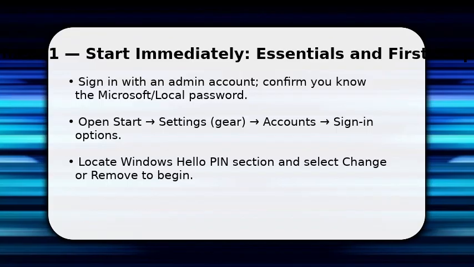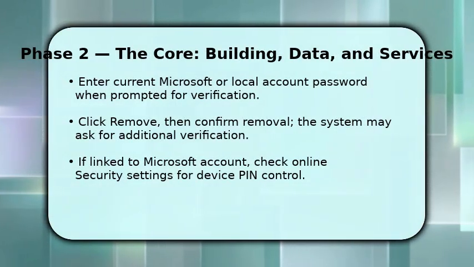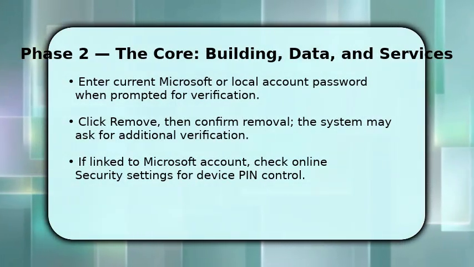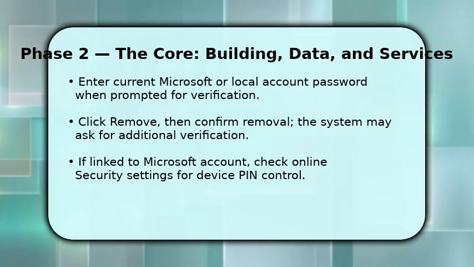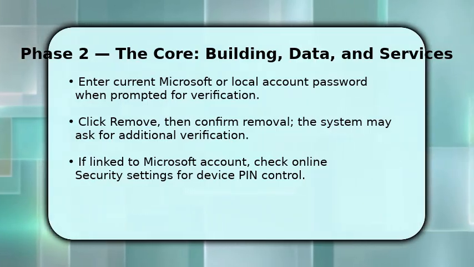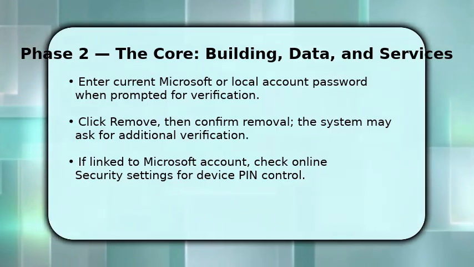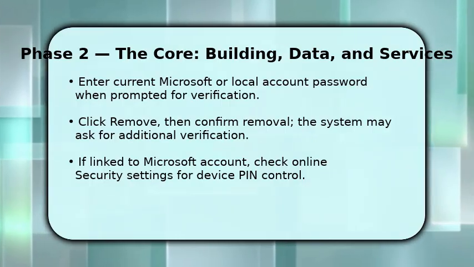Now you confirm identity. Type your account password when Windows asks. This authorizes the change. After verification, click Remove and accept any confirmation dialogues. Windows may prompt for a second confirmation to prevent accidental removal.